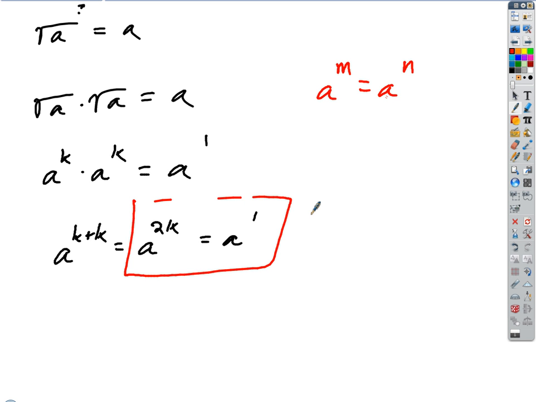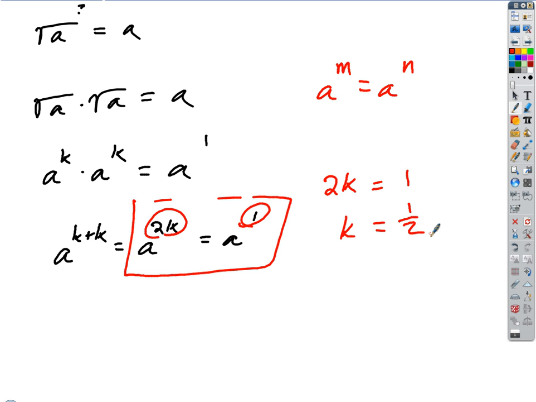Okay, so what this tells us, by making that connection, we're able to distill this down to a much easier equation. Because the bases are equal, we can just equate the exponents and we get 2k equals 1. So what's k equal to? 1/2. If I divide both sides, let's do that again. If 2k equals 1, then k must equal 1/2.